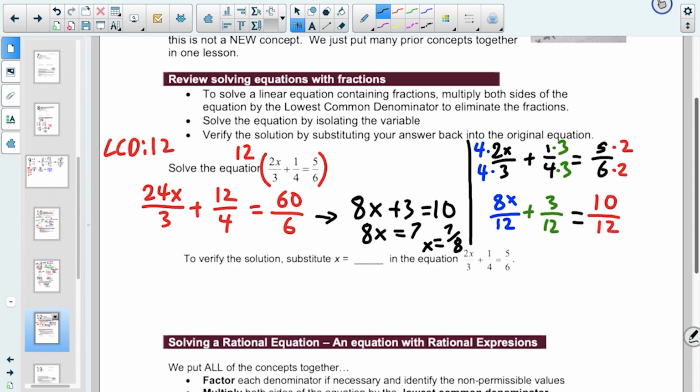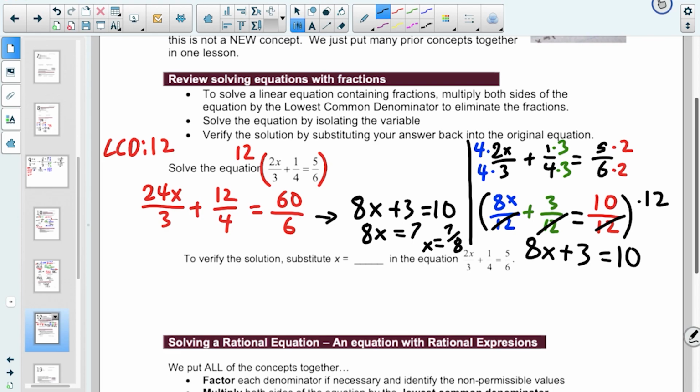And then all we need to do now, now that we can see visually that we have the same denominator, is multiply everything by 12. What that allows us to do is get rid of all of our fractions, and we're left again with 8x plus 3 is equal to 10. So we end up with the exact same thing, but again, some people like doing this method a little bit more than the first method. And again, it's up to you to decide which one you enjoy more.